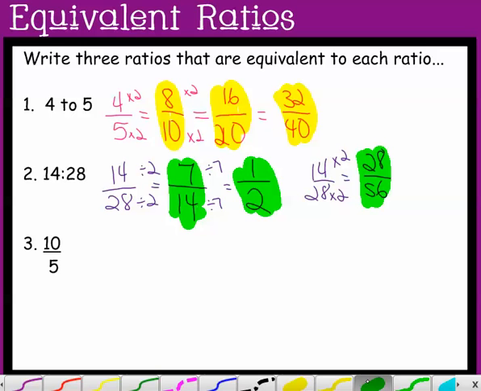All right, in our third example here, I have 10 over 5. Hopefully you can see right away that we have a common factor of 5. So we can divide both by 5 and get 2 over 1. And now we can use some multiplication, and let's multiply by 2. And we will get 4 over 2. And then we can go ahead and multiply again and get 8 over 4. All of these are equivalent to 10 over 5.